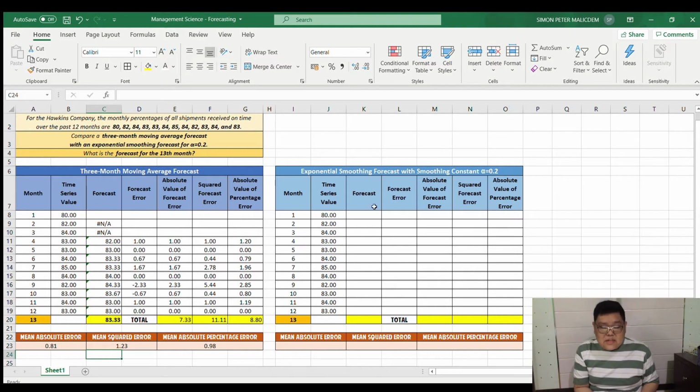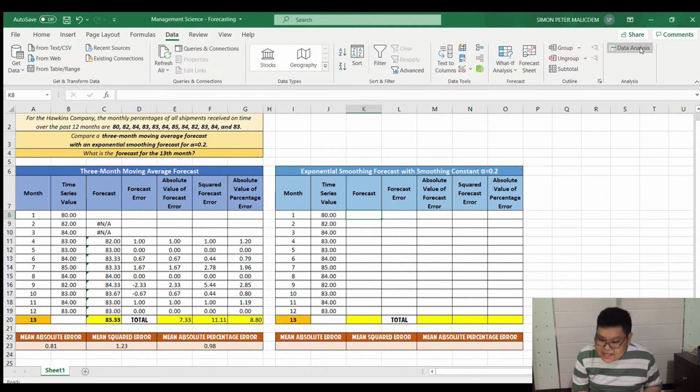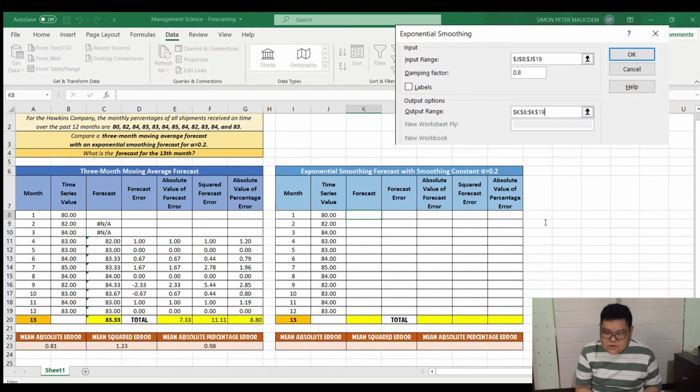Next, let's proceed to the exponential smoothing forecast. Here are the months 1 to 12. Time series value, same as the 3-month moving average forecast. For the forecast, let's go to the data tab again. Data analysis. Find exponential smoothing. So here's exponential smoothing and click OK. Input range is the time series value.